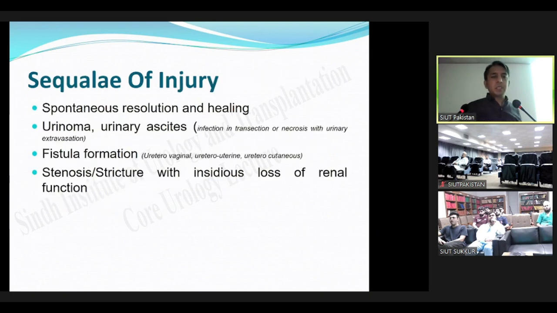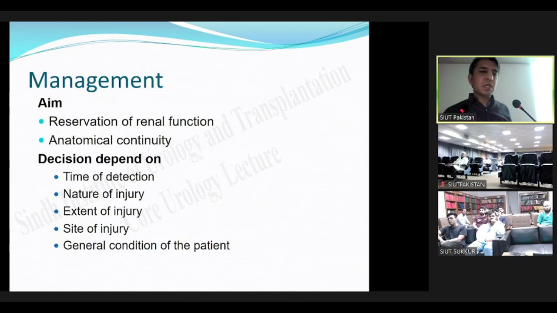The complications or sequelae of ureteric injury can be spontaneous resolution or healing, and then can lead to urinoma or urinary ascites, infection, transection or necrosis with urinary extravasation, and fistula formation like ureterovaginal fistula, uterine fistula, or ureterocutaneous fistula, and then can lead to stenosis or stricture, and loss of renal function.